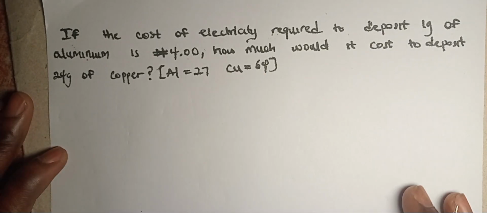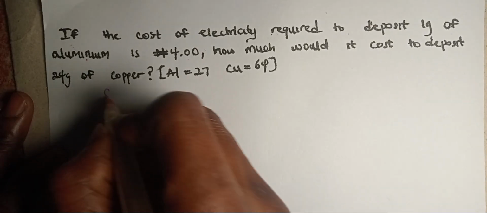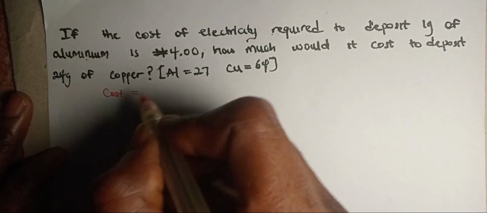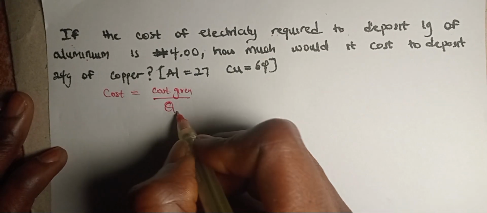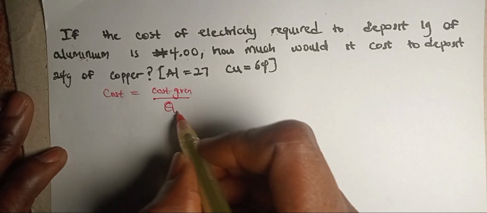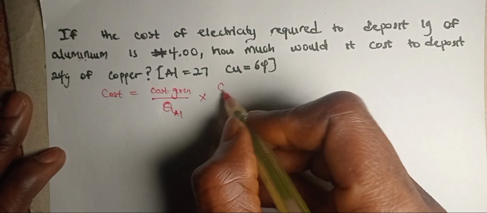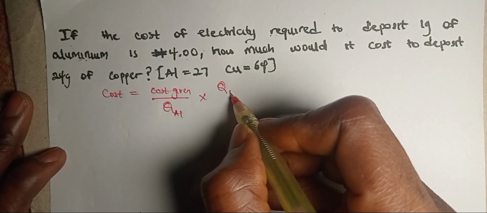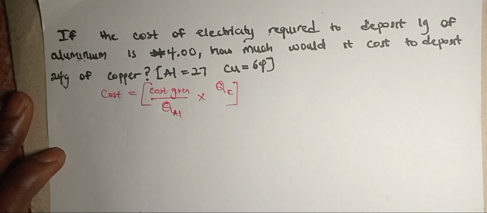If you see a kind of question like this, the formula to calculate the cost during any electrolysis question is: the cost will be equal to the cost that you are given, upon the quantity of charge for the first cation that you are given, which is the aluminium, I will represent it with Q1, multiplied by the second cation, Q2, which is for the copper. So this is the formula that I'm going to use to calculate it.